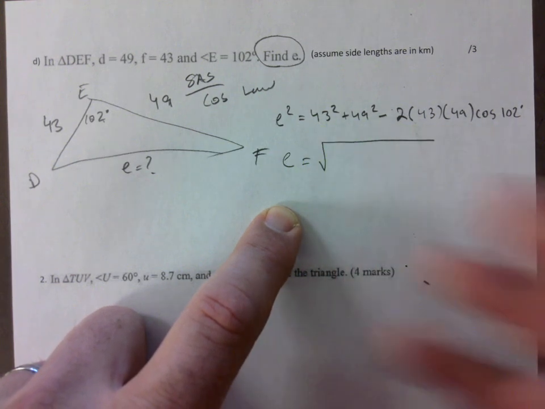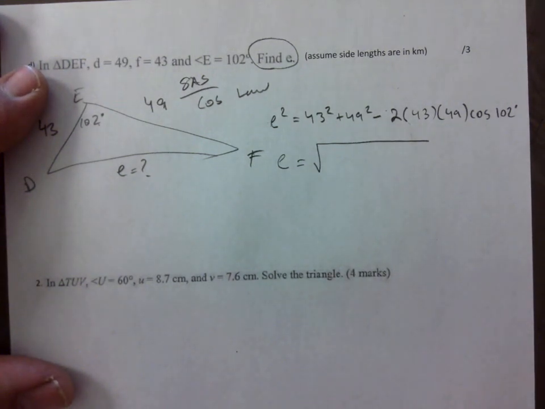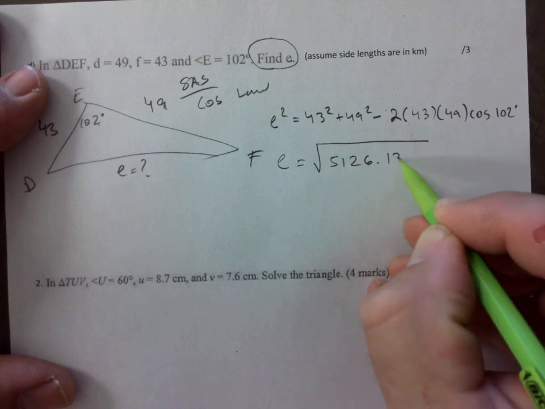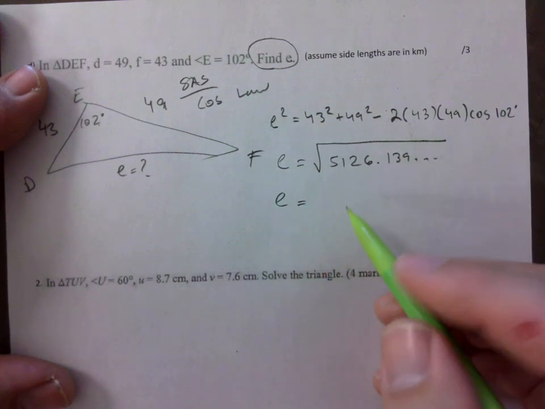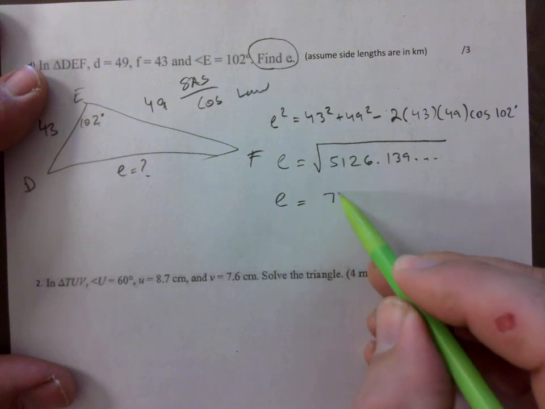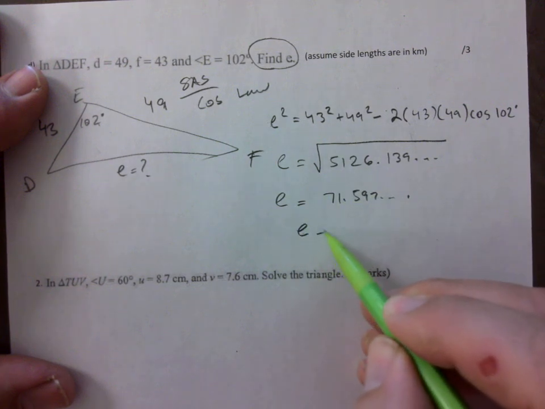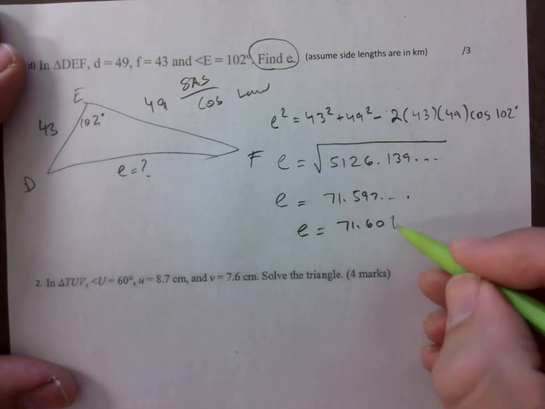So you type this all in one shot. Let me just get that here. You get 5126.139, and that keeps going. So side E is 71.597 and something. So that is really, if you round it to 2 decimals, 71.60 kilometers.